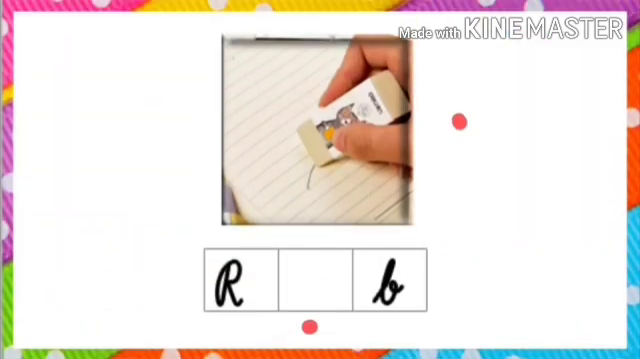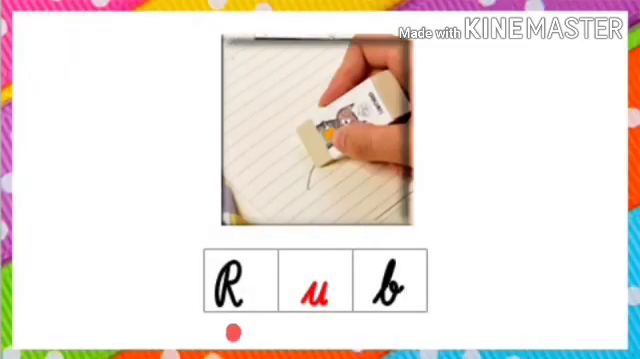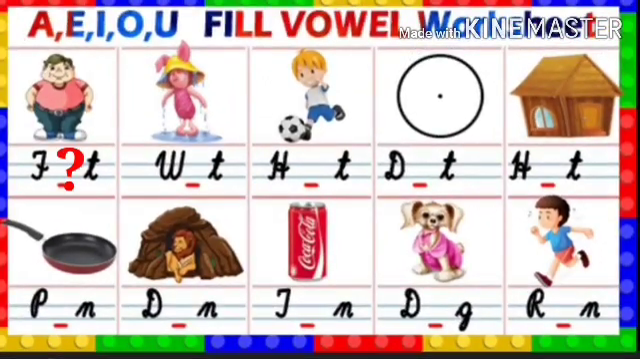Let's try the last picture. Which picture is this? It's a picture of rub. Sound of the word R, U, B, rub. When the beginning sound is R, letter is R. Ending sound is B, letter is B. What about the middle sound? Which vowel sound is missing? U sound is missing. So, which vowel says U? U says U. So, fill the correct vowel and make the word complete. R, U, B, rub.